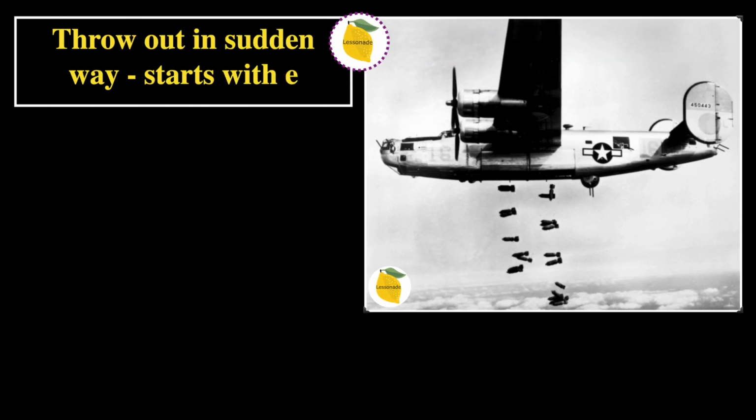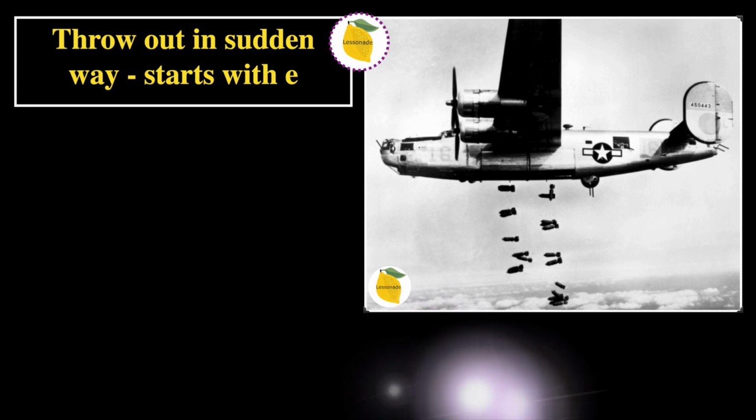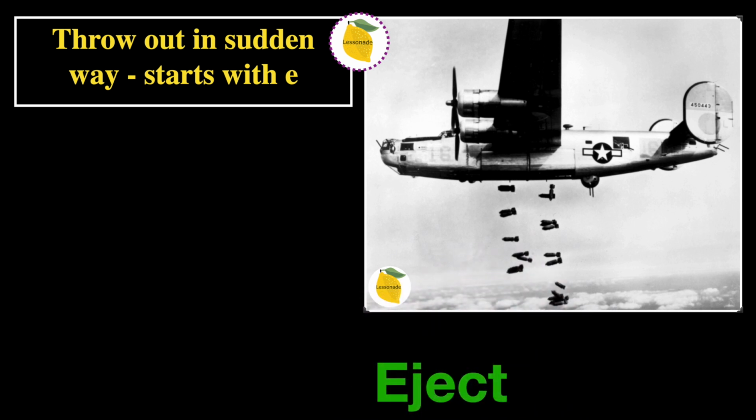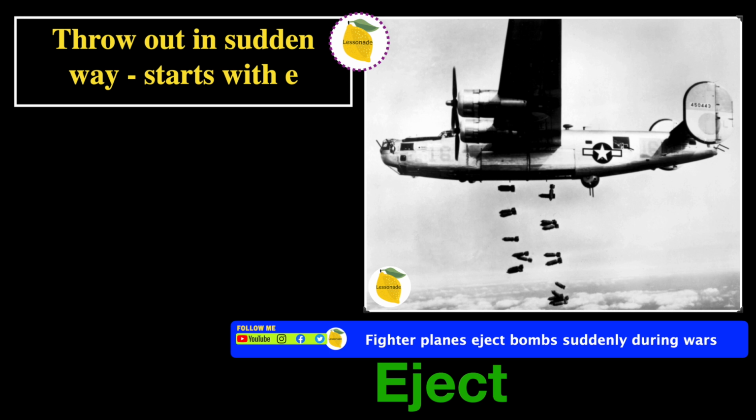Throw out in a sudden way starts with E. In this picture, we can see a plane that is throwing out bombs in a sudden way. Therefore, the word is going to be eject, and the sentence is fighter planes eject bombs suddenly during wars.